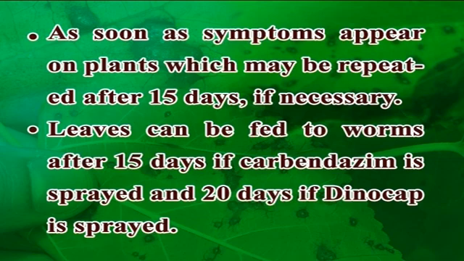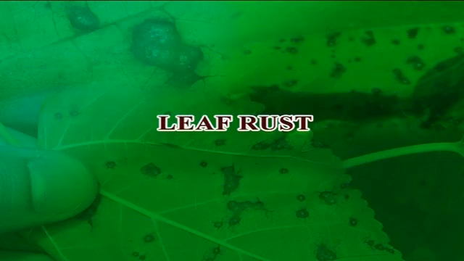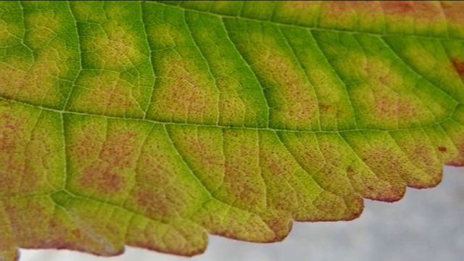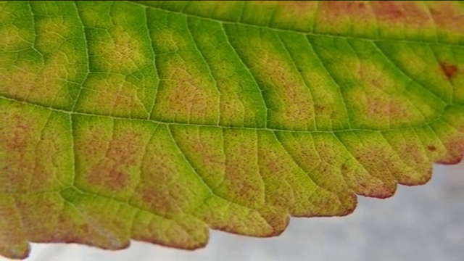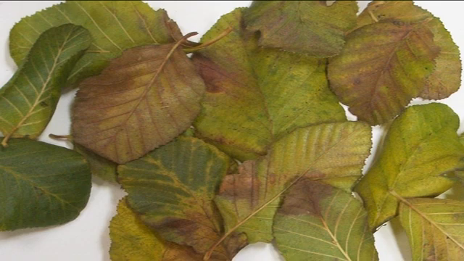Leaves can be fed to worms after 15 days if carbendazim is sprayed and 20 days if dinocap is sprayed. Leaf rust. Leaf rust, Peridiospora mori, authority Berkeley, is a fungal disease and the incidence is common during winter months of November to January. The loss in yield of mulberry due to disease is about 5%.